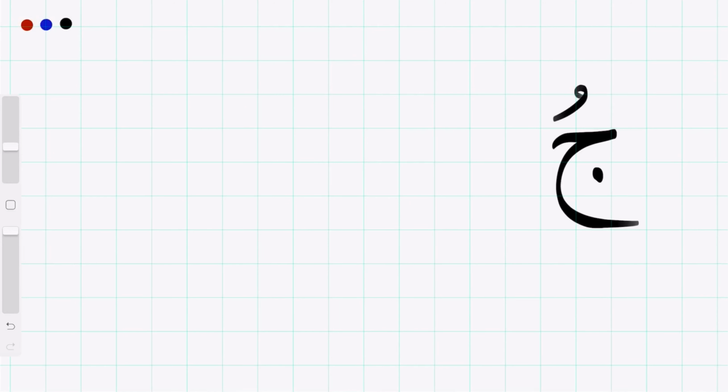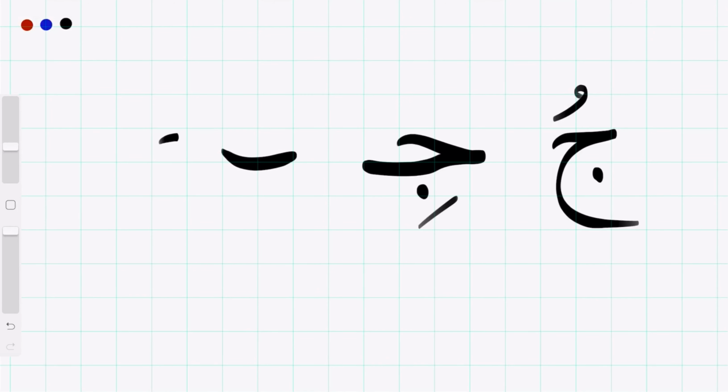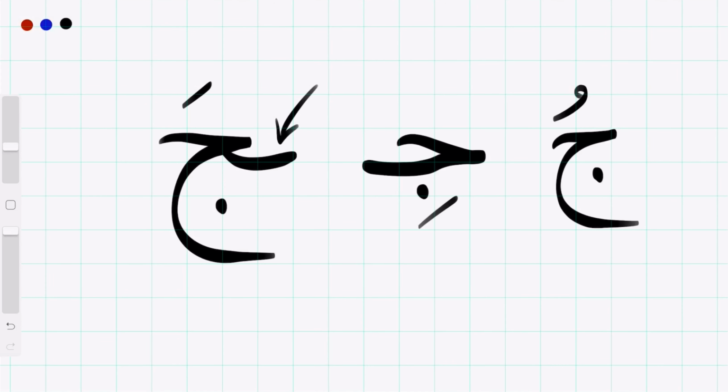How do you pronounce this one? The JEEM is on its own, and it could only appear like this at the end of a word. Jew, Jew. The JEEM here is at the beginning of a word with a kasra short vowel. G, G. The JEEM here is at the end of a word connected to a letter before, with a short vowel fatha on top of the letter. Ja, ja.